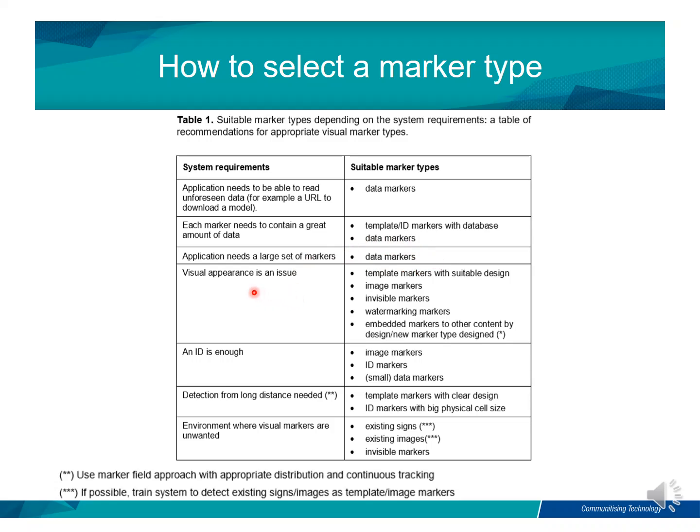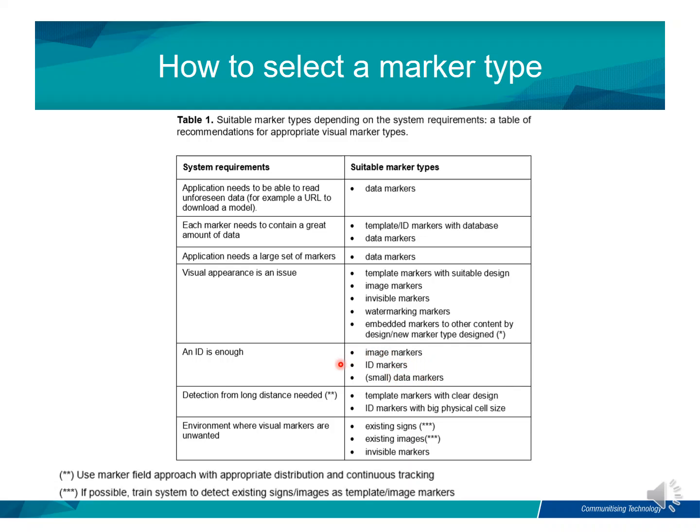If visual appearance is an issue, here are a few suitable marker types that we can use. First, template markers with several suitable designs: the image markers, invisible markers, watermarking markers, markers embedded in other content by design, or a new marker type design. Or if an ID is enough, the suitable marker type is the image marker, ID markers, or small data markers.